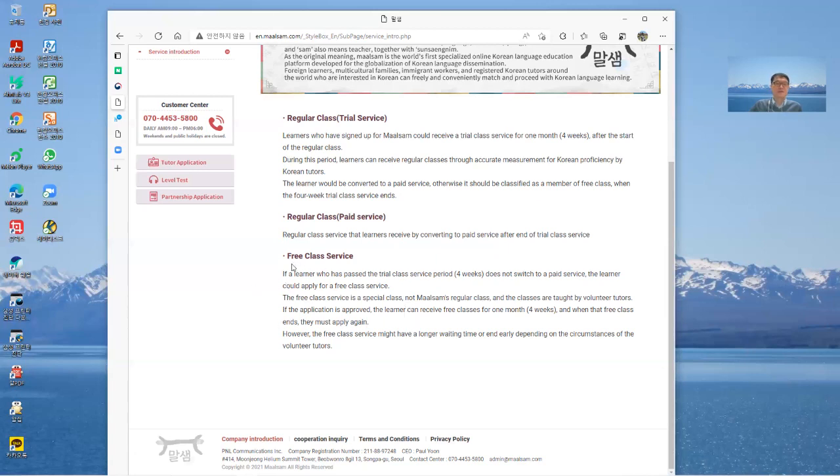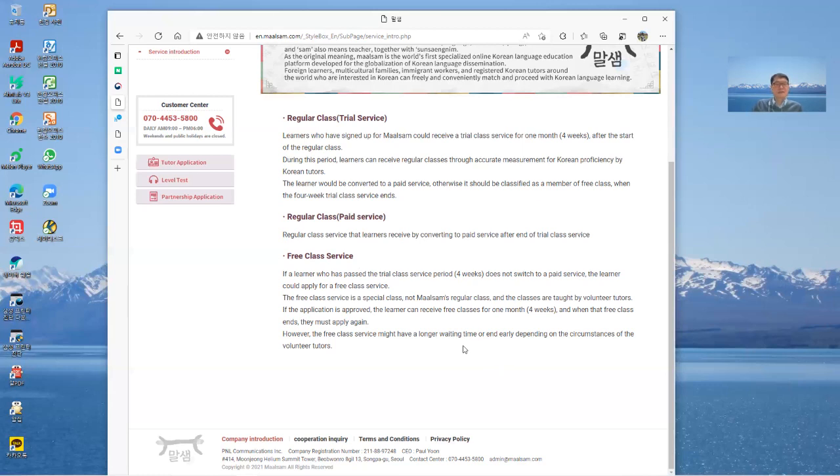And the other one, if you don't want paid service, you can also choose free class service after the trial service. Free class service, you can get after you apply. You should apply for free class service after finishing trial service. The service period is also 4 weeks, and you can apply again and again for free class service after free class service.